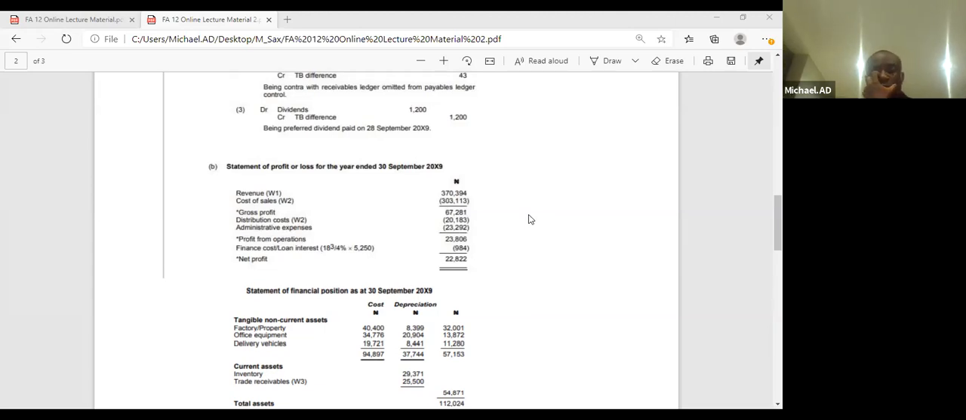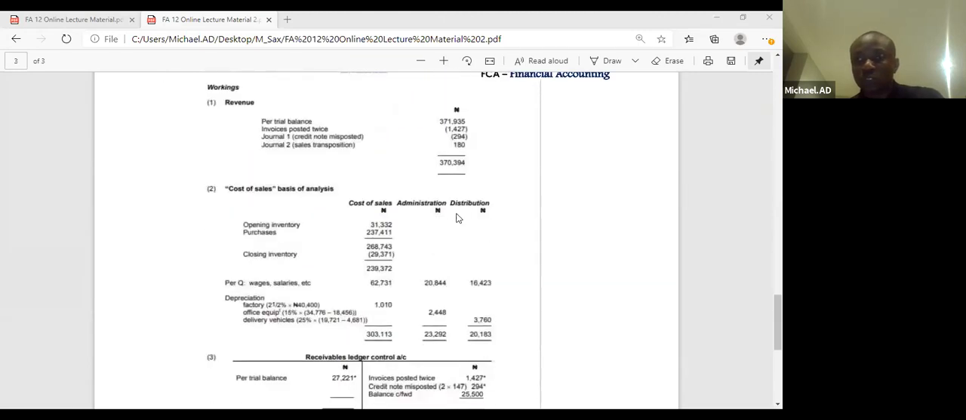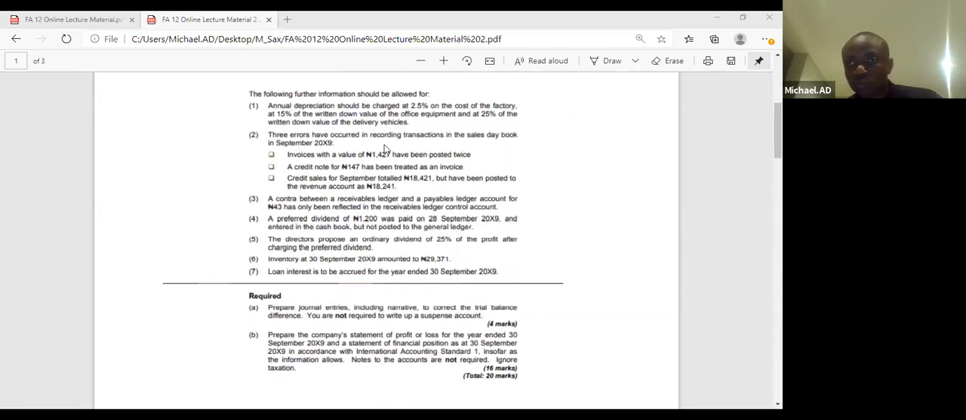Then your distribution costs. Your distribution cost entails your depreciation and your amount for distribution itself. So what makes up your distribution expense? Here we have your depreciation for delivery van. The delivery van is what you use to distribute your goods. And at what rate do they advise us to depreciate? 25% of written down value. So what is written down value? The written down value of an asset is cost minus accumulated depreciation.